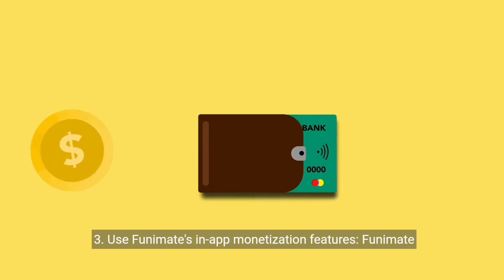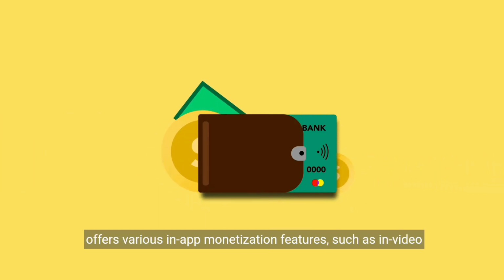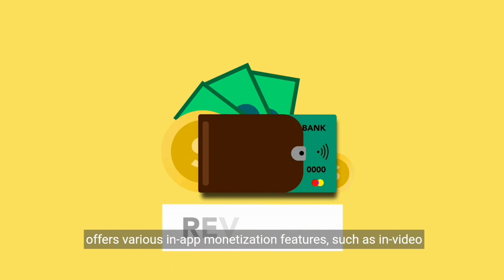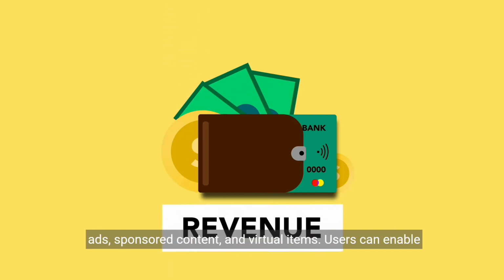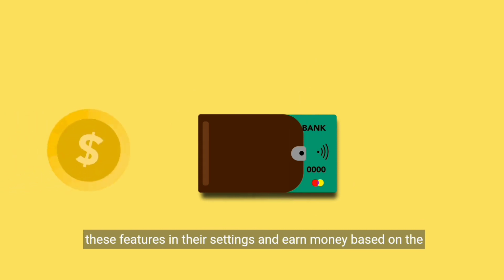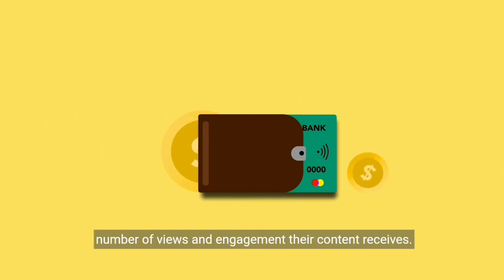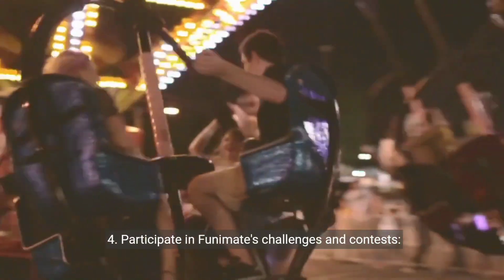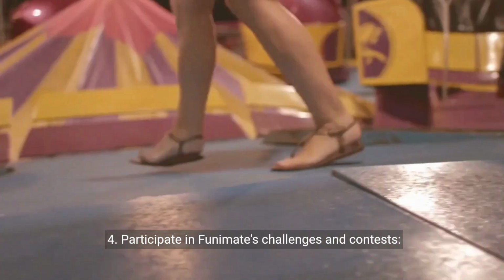3. Use Funimate's in-app monetization features. Funimate offers various in-app monetization features, such as in-video ads, sponsored content, and virtual items. Users can enable these features in their settings and earn money based on the number of views and engagement their content receives.